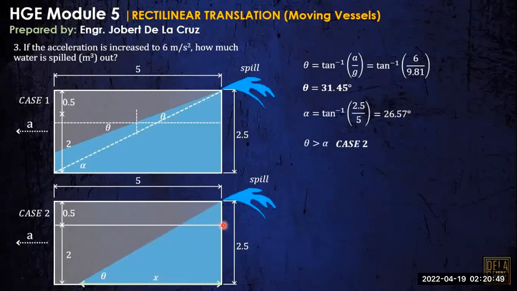So, by knowing that we are in case 2, we can solve the spilling of water by using solid geometry. Solving the volumes, of course. No? So, ito yon. The volume of spill is the original volume of water. Okay, imagine this one. The original volume of water minus the final volume of water. Of course, no?